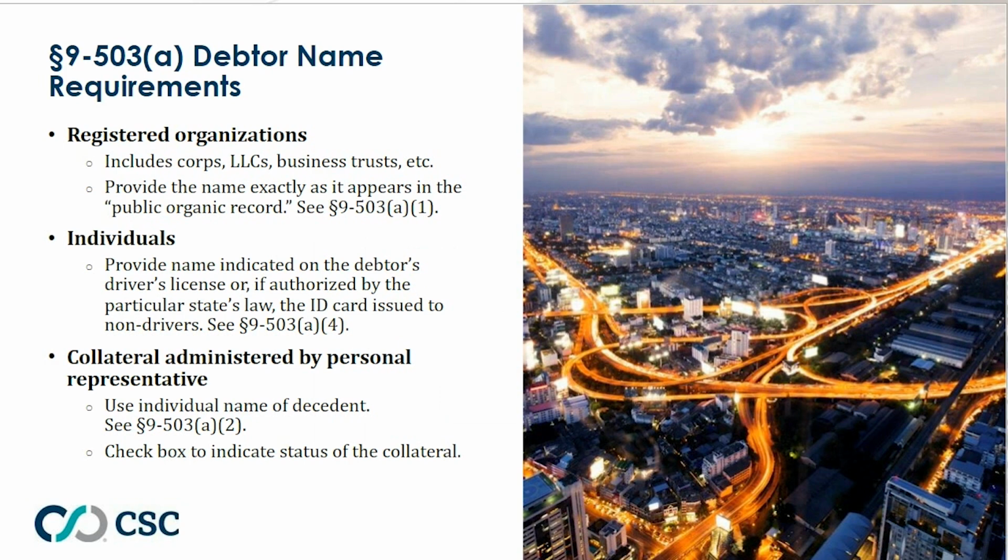For registered organizations, such as corporations, LLCs, trusts, etc., the filer should provide the name exactly as it appears in the public organic record. For individuals, the filer should provide the name indicated on the debtor's driver's license or state ID, if allowed. If the collateral is administered by a personal representative, then the filer should use the individual name of the decedent and check the corresponding box to indicate the status of the collateral.